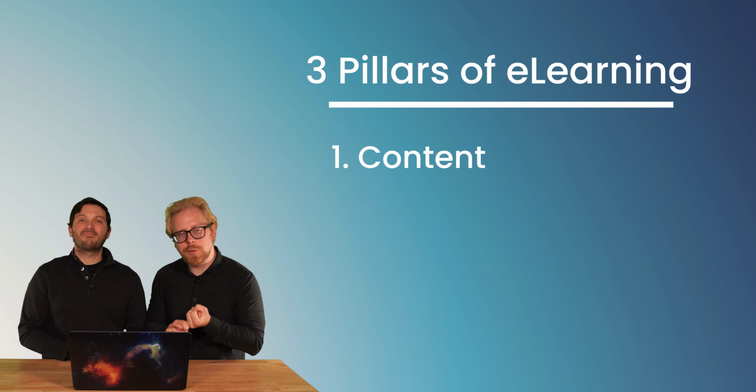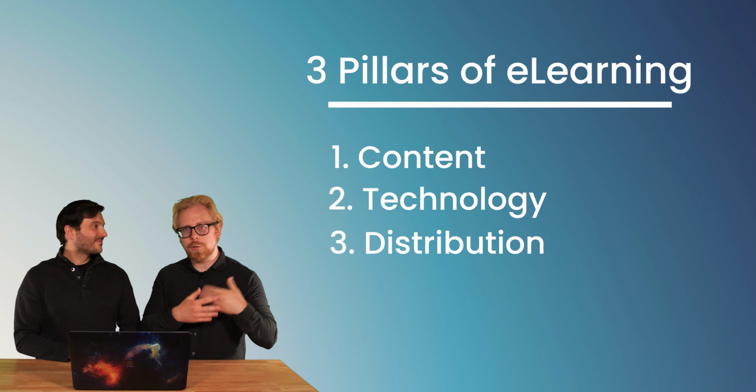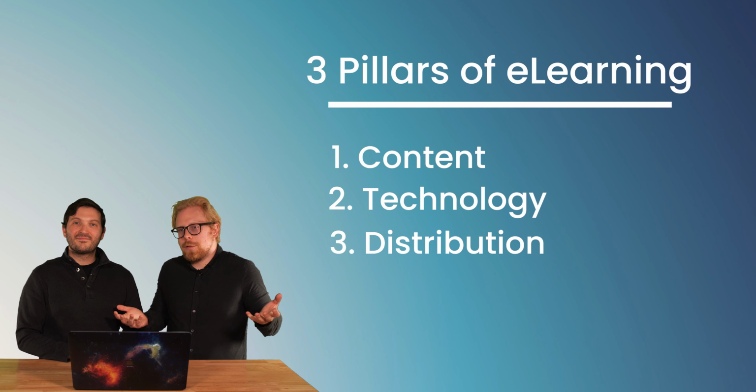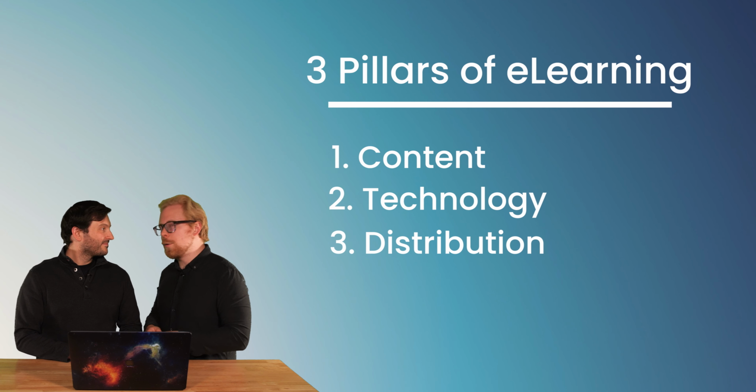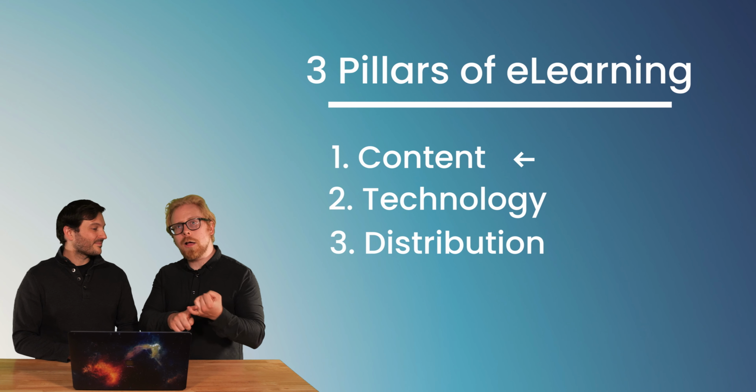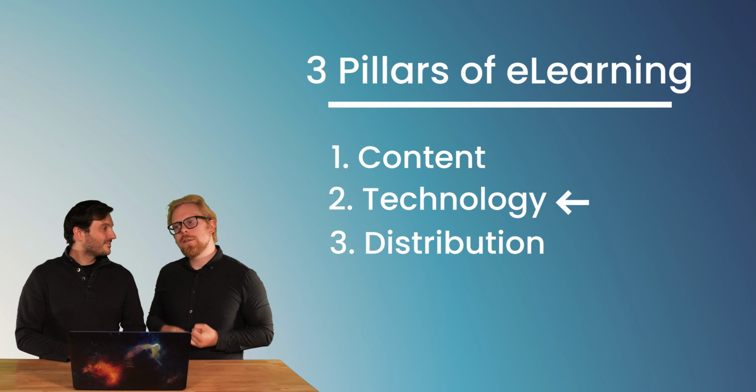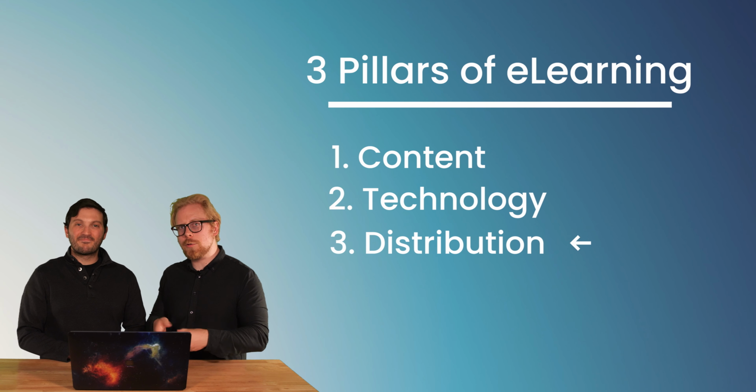The third pillar and the most important pillar of e-learning is distribution. Without distribution, or without actually getting your program in front of your learners so that they can either purchase it from you or they can learn internally in your organization so they can get better at their job, then what's the purpose of e-learning? But in order to distribute something, you have to create it, so you need content and you need technology to even have an e-learning program to distribute.